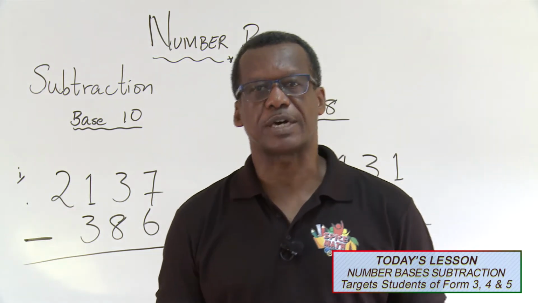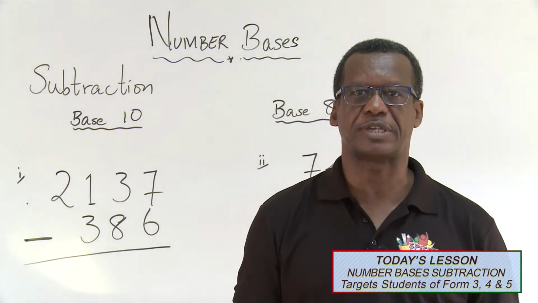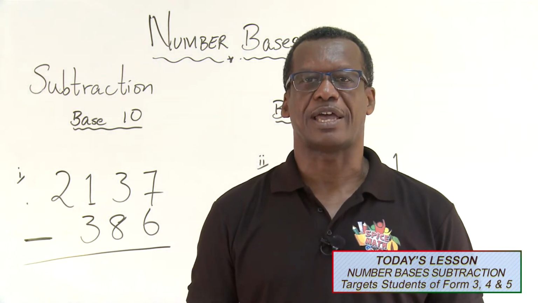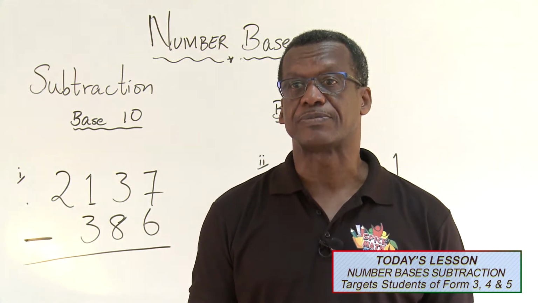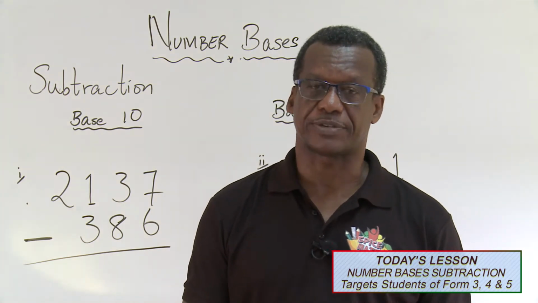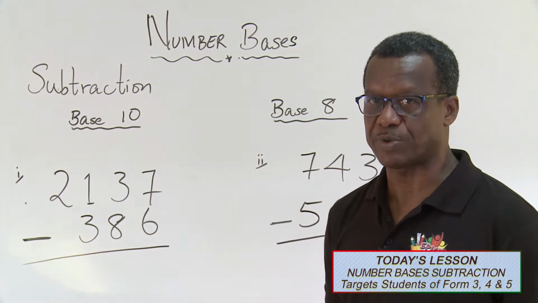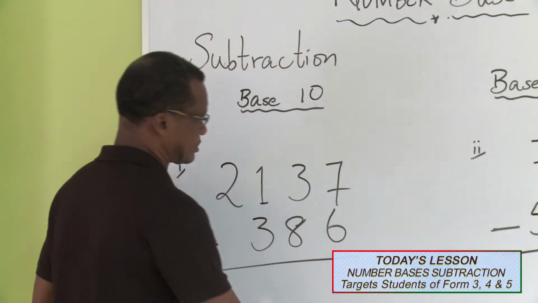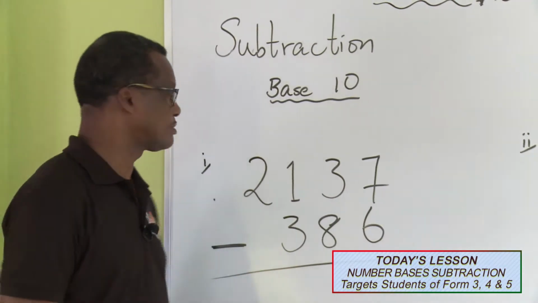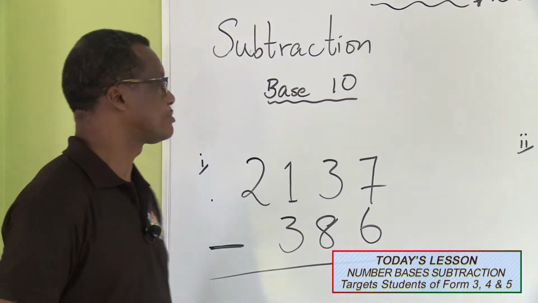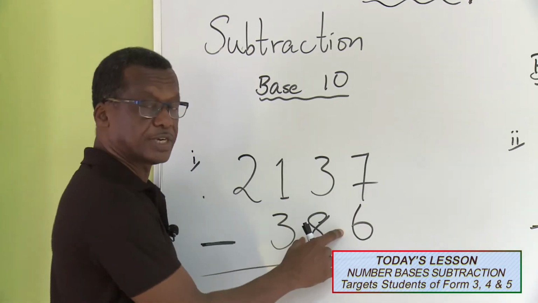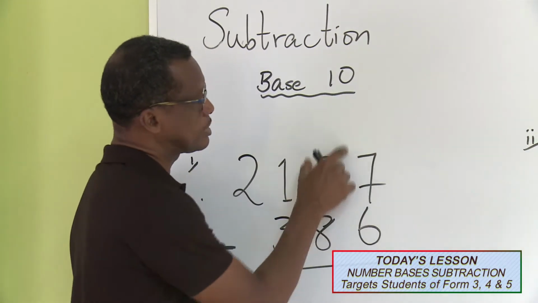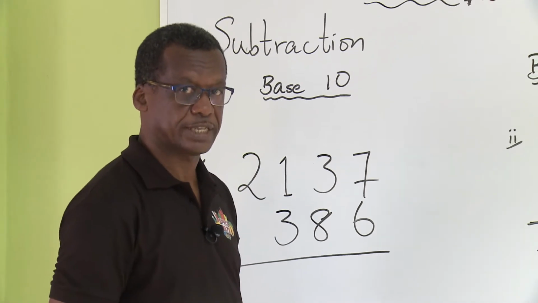In today's lesson, we will review how you do subtraction in base 10 using the concept of regrouping, or as some people might say, borrowing. And we're going to see how we can apply this same principle in base 8 or base 5, as the case may be. So first, let's go to the board, and I'd like you to zero in on the first example. It's in base 10. 2,137 subtract 386. Now, if you're subtracting, notice we are still observing the position of the digits, and we have an understanding that each position represents a different power of 10.